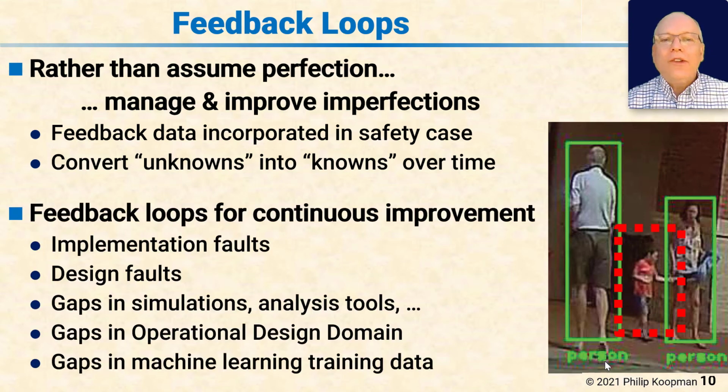The feedback loops are pervasive throughout the safety case. Basically, anything that's a value that you think is true that has to be true for safety, you need to be paying attention to, and you need to be feeding back data into the safety case to make sure it really is true. And that includes looking for implementation faults, design faults, gaps in the simulation, gaps in the operational design domain, and gaps in machine learning training data.